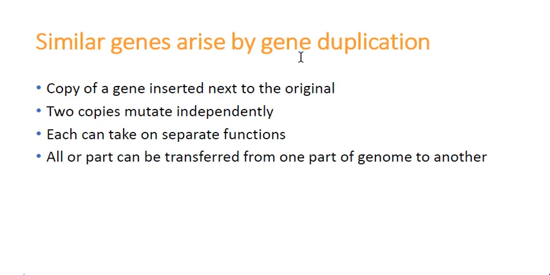Similar genes arise by gene duplication. A copy of a gene is inserted next to the original. The two copies mutate independently, and each can take on a separate function. All or a part can be transferred from one part of the genome to another.